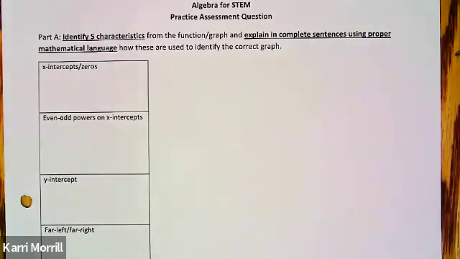Okay, so today we're going to do a practice assessment over how to use 5 of the characteristics of the 7 that we have learned so far to pick an appropriate graph. We'll also need to be able to explain in complete sentences, using proper mathematical language, how we use these to identify the correct graph.